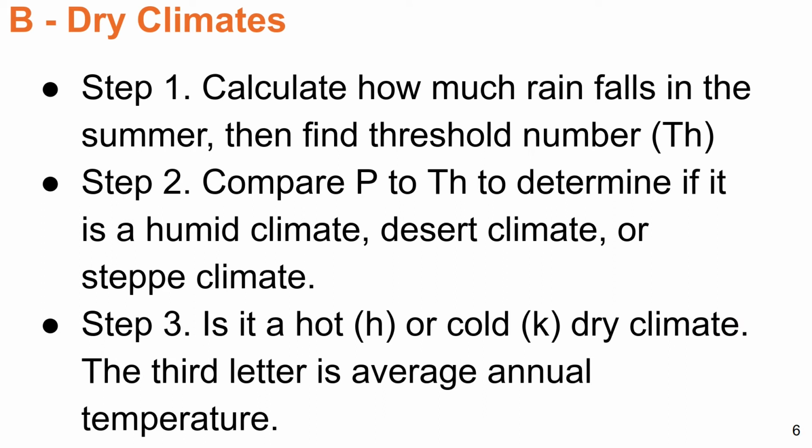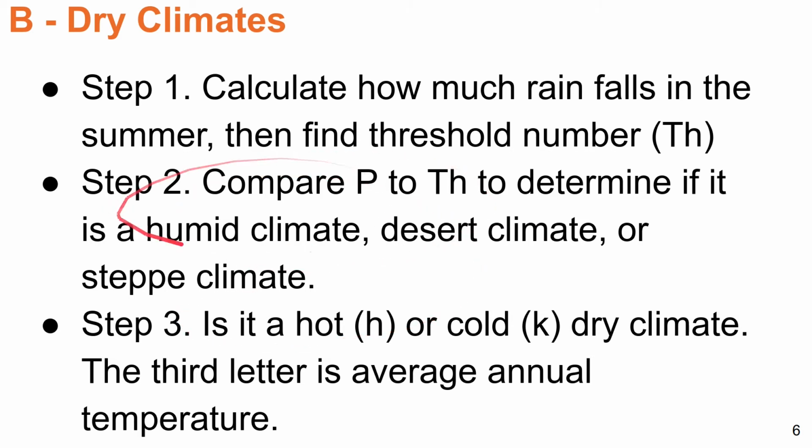There's 3 steps, although today I think there might be 4, because step 1 really has 2 parts. So step 1, calculate how much rain falls in the summer. So we've got to figure out when the summertime is, figure out how much rain falls in the summer, and then figure out how much of the annual rain falls in the summer. And then we're going to use that. Once we figure out how much of the rain falls in the summer, we can use that to calculate the threshold number, which is going to tell us how dry the climate is. That's step 1. Step 2, after we have the threshold, we compare the precip, how much rain, to the threshold to determine, is it a humid climate, desert, or steppe?